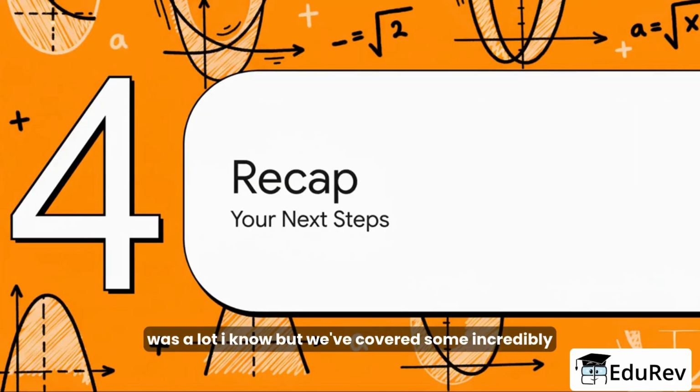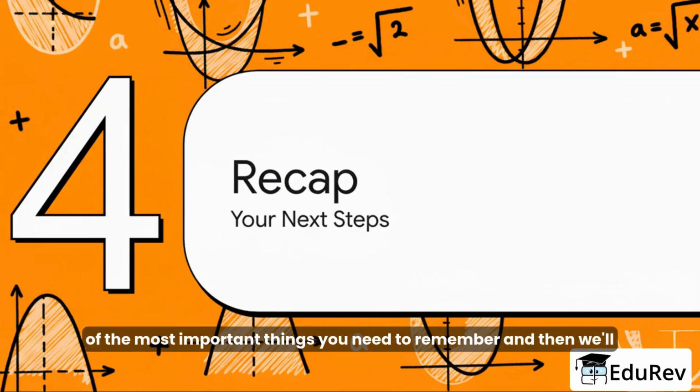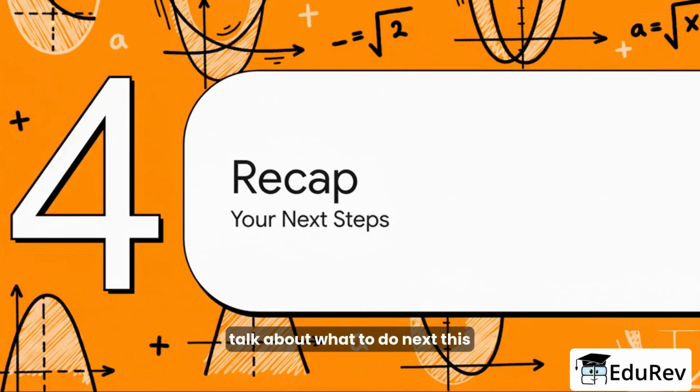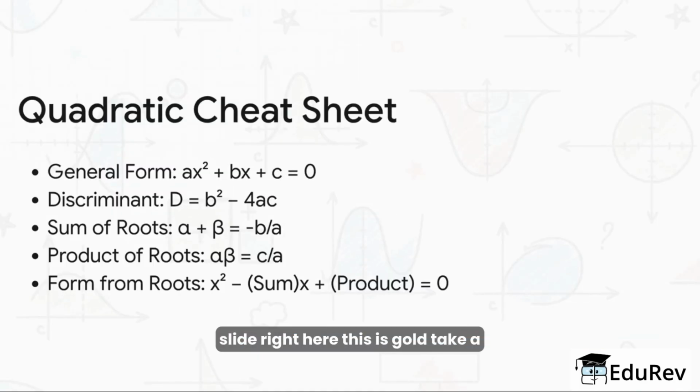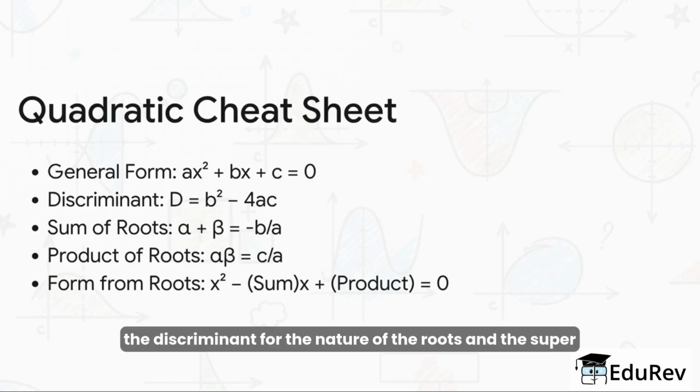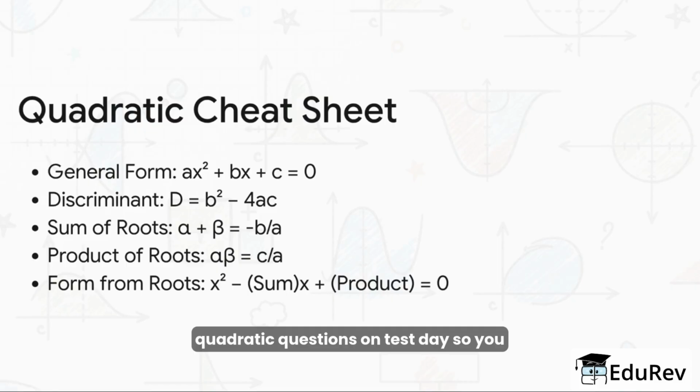Okay, that was a lot, I know, but we've covered some incredibly powerful stuff. So let's do a super quick recap of the most important things you need to remember. This slide right here, this is gold. Take a screenshot, write it down, whatever you need to do, burn these into your memory. The general form, the discriminant for the nature of the roots, and the super easy formulas for their sum and product. These are the keys to crushing quadratic questions on test day.